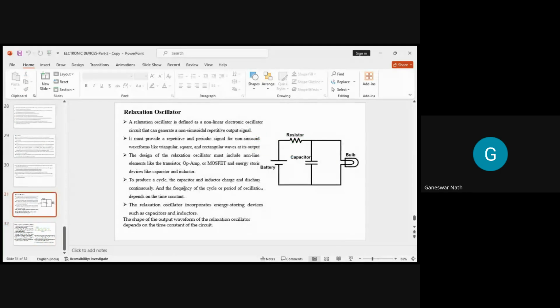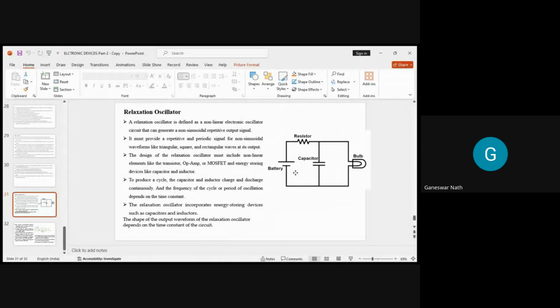The design of the relaxation oscillator must include a non-linear element like a transistor, op-amp, or MOSFET, and an energy storage device like a capacitor or inductor. To produce a cycle, the capacitor and the inductor charge and discharge continuously, and the frequency of the periodic oscillation depends upon the time constant, because this is a simple RC circuit.